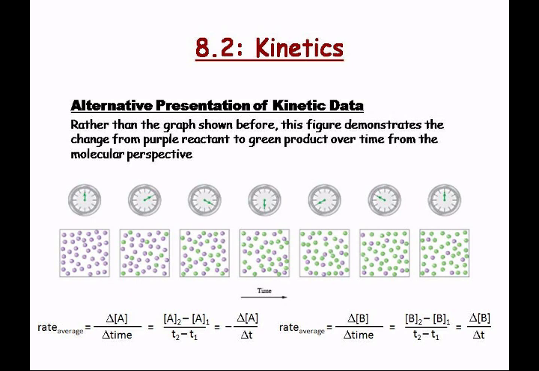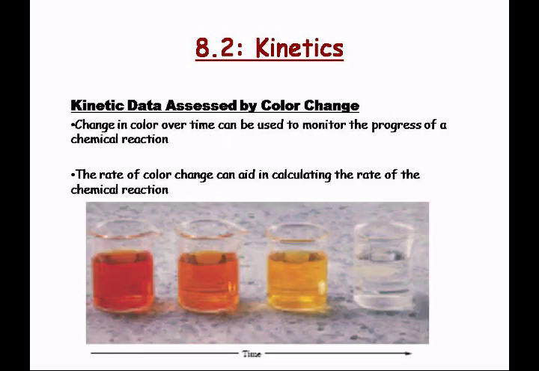And this figure is demonstrating the change of purple reactant to green product over time. From a molecular perspective, you can see what's going on. Here is some kinetic data being monitored by color. You can see the reactant decreasing over time because the whole solution's getting lighter and lighter. Okay? So the rate of color change can aid in calculating the rate of chemical reaction.